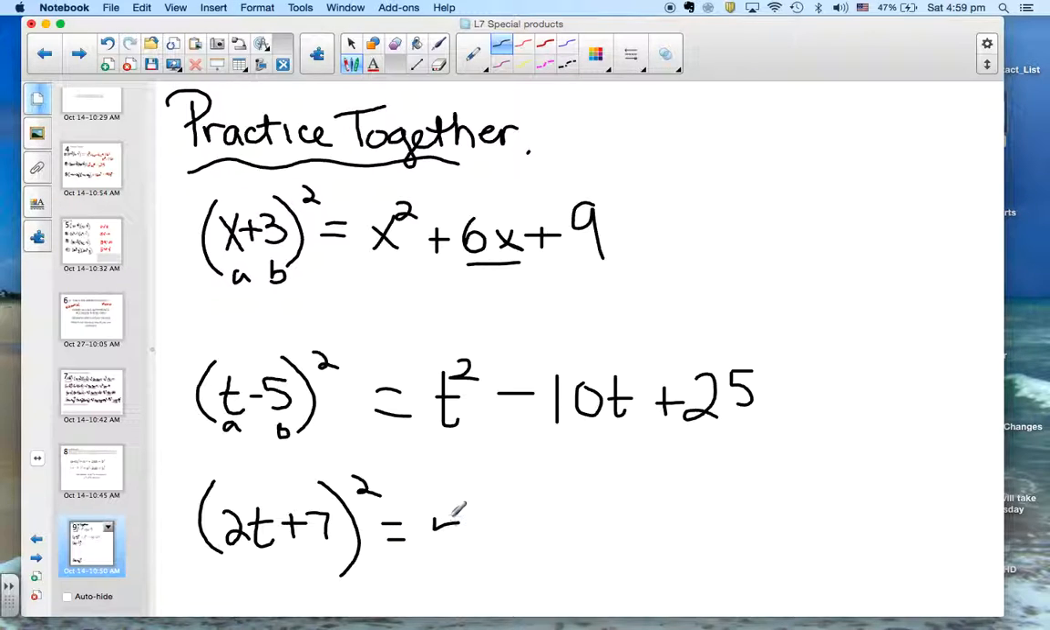Here I'm going to have 4t squared, so I have to distribute that exponent to both terms. Then 2t times 7 is 14t. When I double it, it becomes plus 28t. And then square 7, I have plus 49. I've just used those patterns to solve those problems pretty quickly and efficiently.